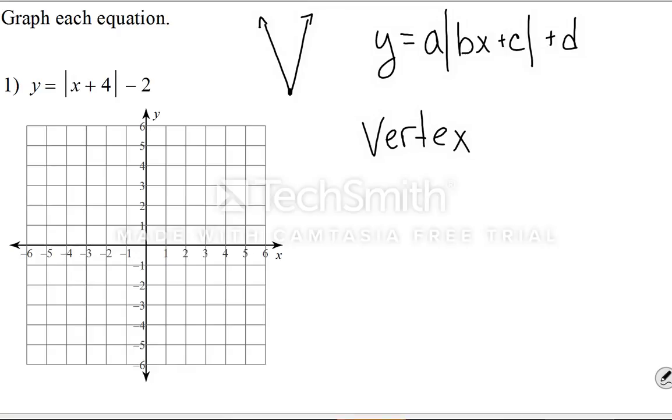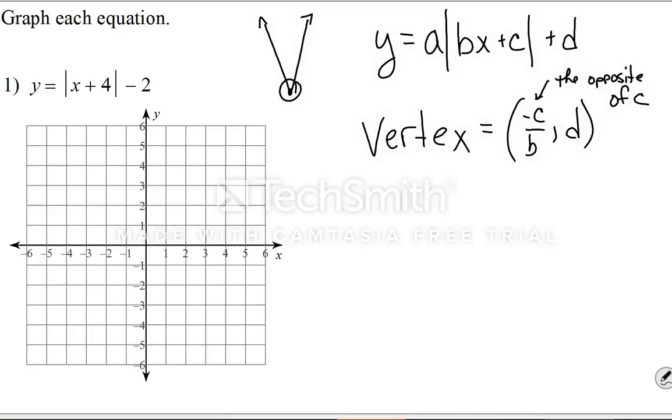So vertex is the point at which the two rays come together and meet. So our vertex is going to be negative c over b, comma d. Negative c technically just means the opposite of c. Whenever we see a negative in front of a variable, all that means is just the opposite of whatever that number is. Then there's a couple different things that the a does.